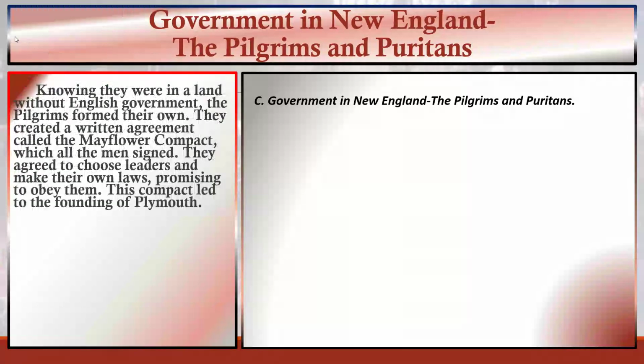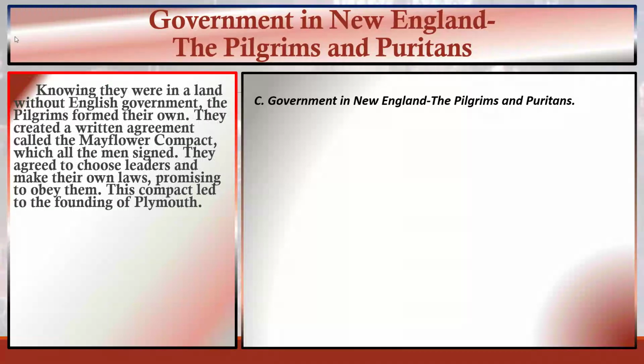Right, so I'm on top of page 3, and it says, knowing they're in a land without English government, the Pilgrims formed their own. They create a written agreement called the Mayflower Compact, which all the men signed. They agreed to choose leaders and make their own laws, promising to obey them. This compact led to the founding of Plymouth.